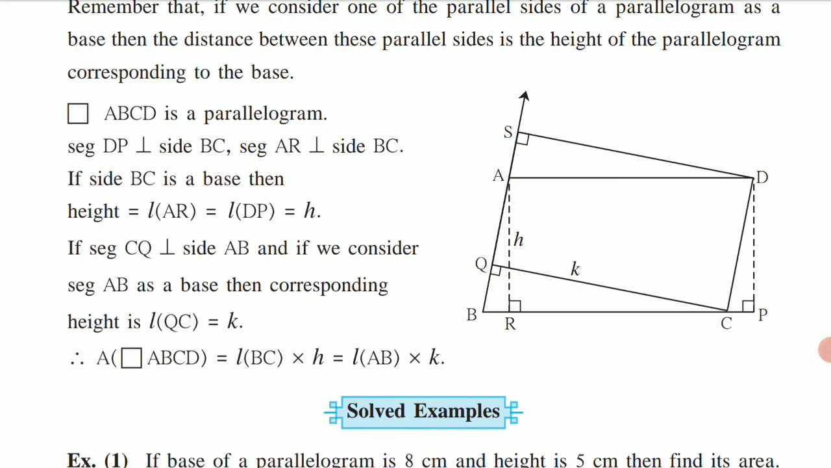Rectangle ABCD is a parallelogram. Segment DP is perpendicular to side BC, segment AR is perpendicular to side BC. If side BC is a base, then height is equal to length AR is equal to length DP is equal to H. If segment CQ is perpendicular to side AB, and if we consider segment AB as a base, then corresponding height is length QC is equal to K. Therefore, area of rectangle ABCD is equal to length BC into H is equal to length AB into K.